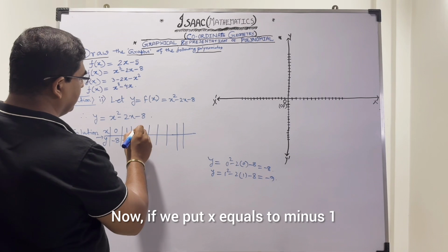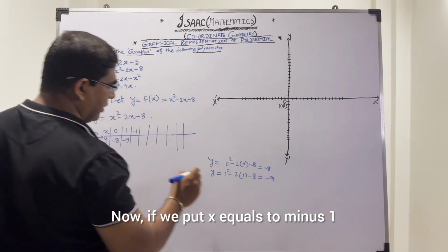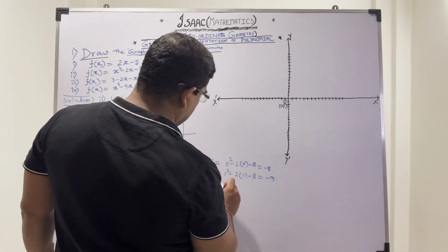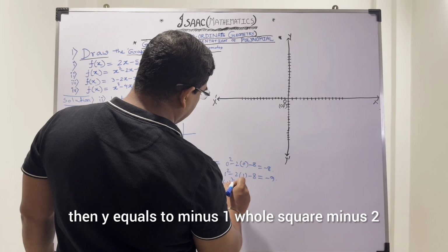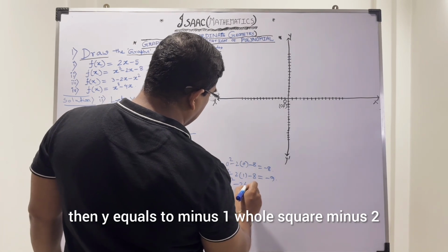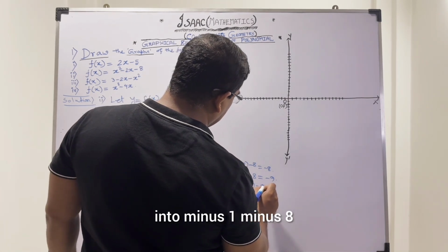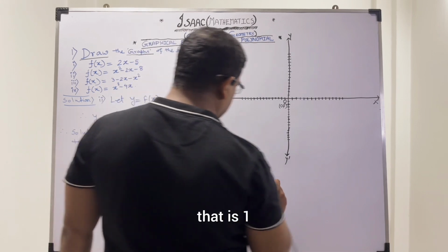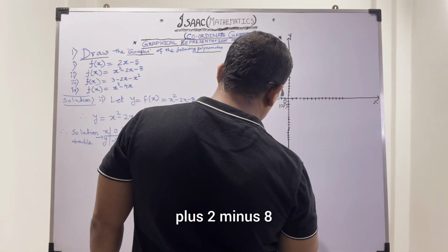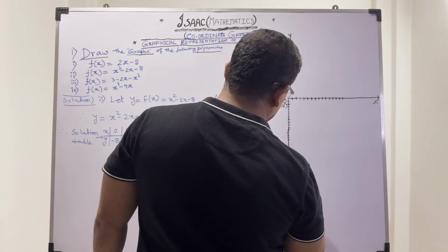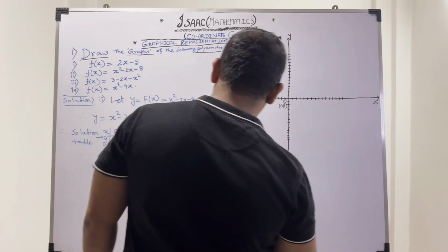Now if we put x equals to minus 1, then y equals to minus 1 whole square minus 2 into minus 1 minus 8. That is 1 plus 2 minus 8. That is minus 5.